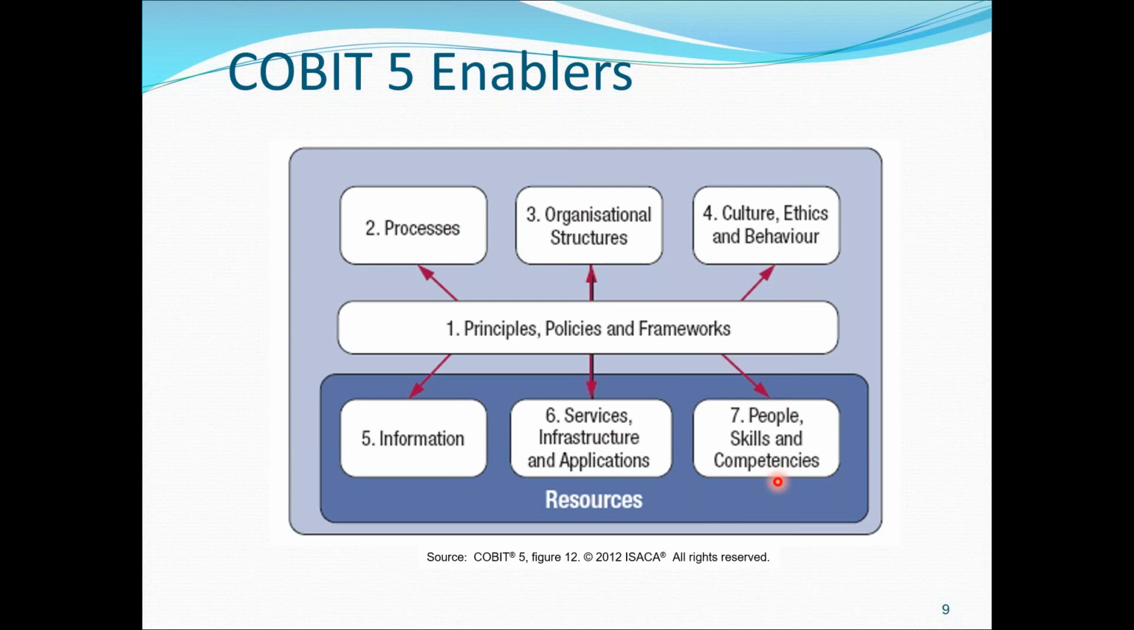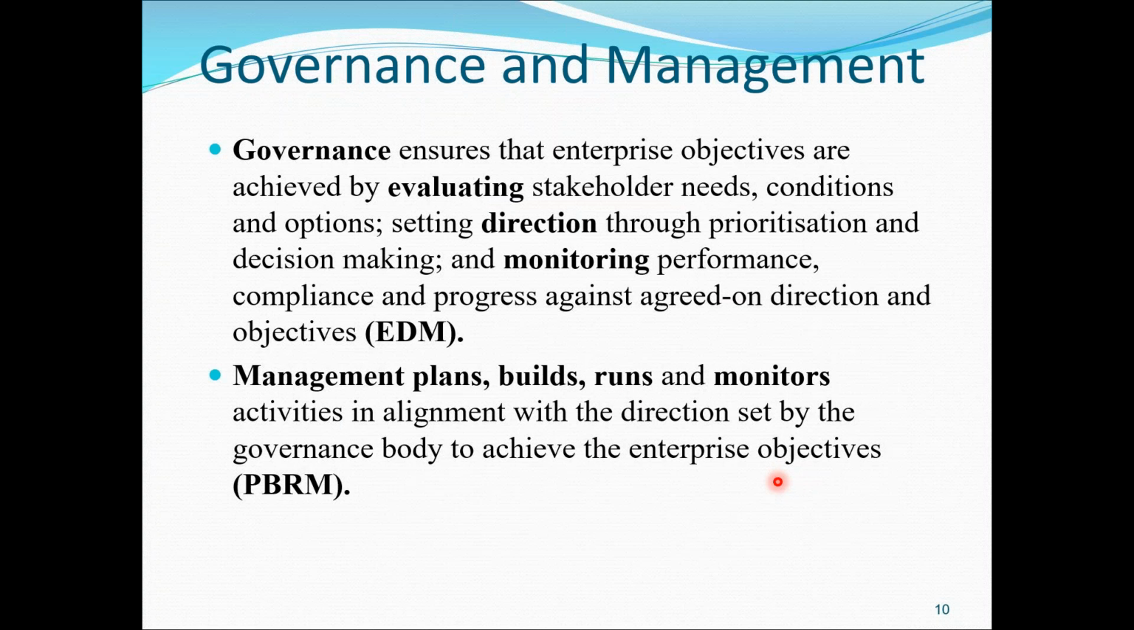So governance and management: I'll give you a small little understanding, and then probably we can opt for COBIT. What happens here is governance ensures that the enterprise objectives are achieved by evaluating the stakeholders' needs, conditions, and options, setting the direction through prioritization and decision making.